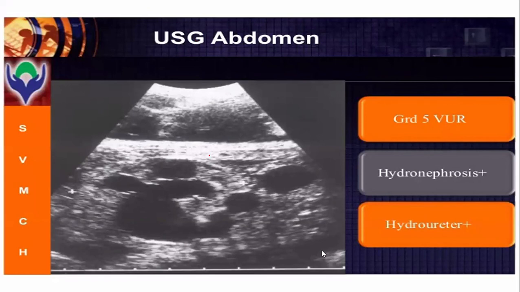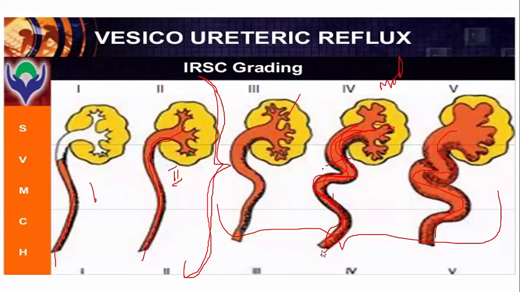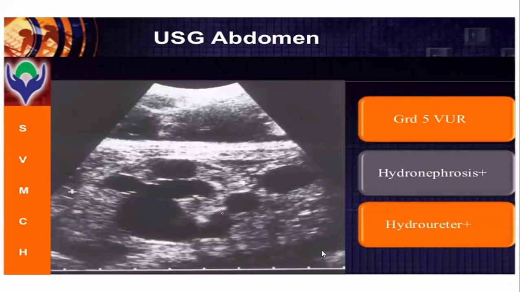Oh, so this is the ureter, Dr. Fem. This is the ureter. Tortuous, yes, Doc. That is equivalent to tortuous. Look at that. It's like that. Then, wow, look at the clubbing. Look at the clubbing of the calyces.